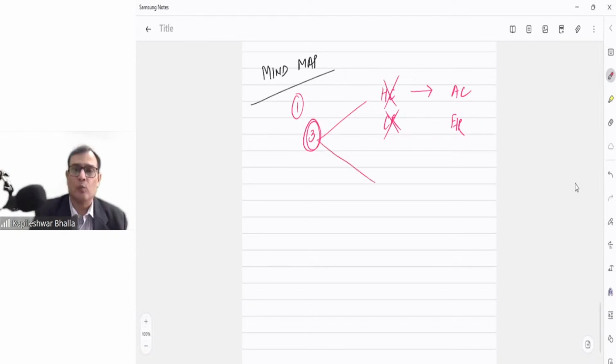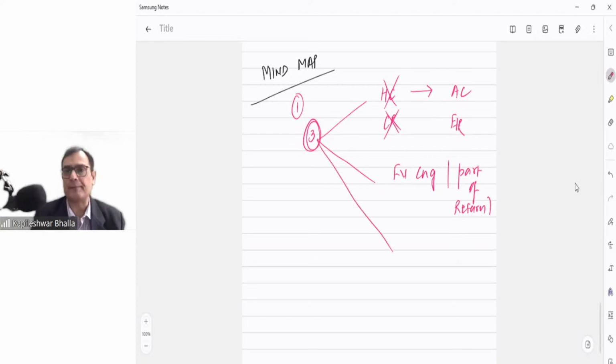Second, we introduced the concept of fair value change, to incorporate it as a part of the return. We wanted to capture this as a part of the return because a fair value increase is a positive return and a decrease is a negative return. So we introduced the fair value change concept.